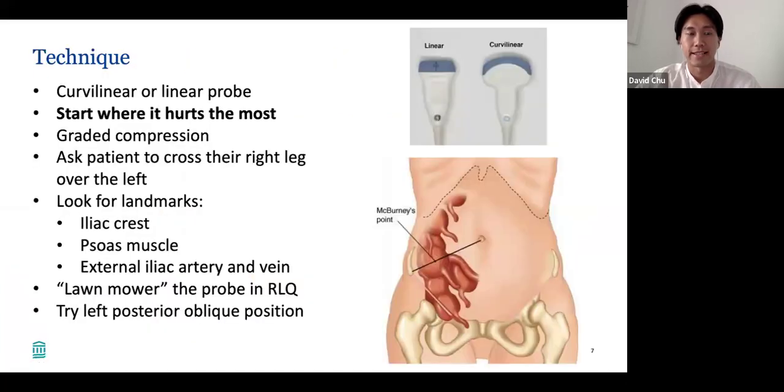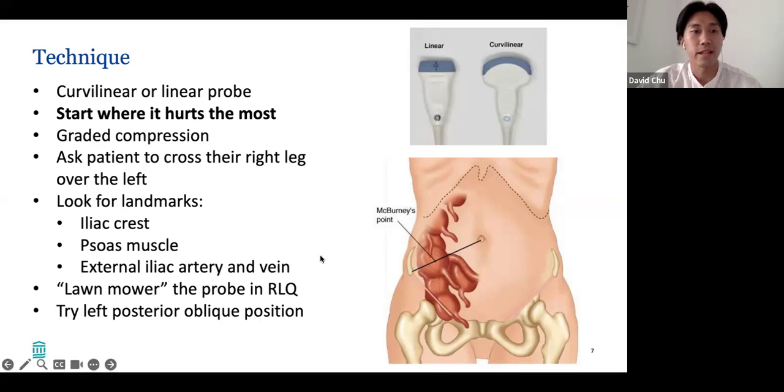All right, so for the actual ultrasound technique, we'll be using either a linear probe or a curvilinear probe as demonstrated up here. Ideally, we would use a linear probe because it has the best resolution, especially for superficial structures. If a patient is larger, obese, there's some fat overlying that appendix, then we would go with the curvilinear probe to get deeper penetration. But if you want the highest quality, highest resolution images, linear would be the way to go.